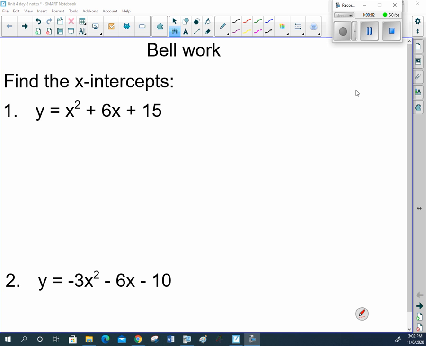Our directions here say find the x-intercept. So if we're looking for an x-intercept, remember y is going to be 0. And so we've got 0 equals x squared plus 6x plus 15.